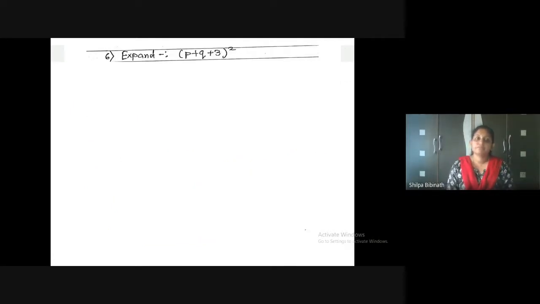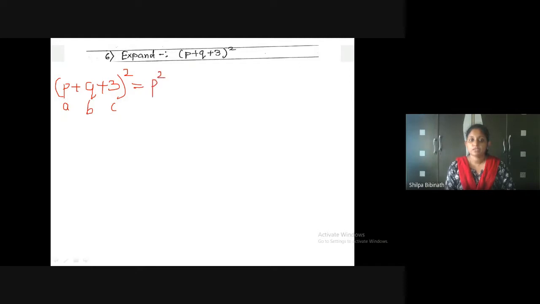Last question for today. P plus Q plus 3 the whole square. So you are aware of the formula, that is A plus B plus C whole square. Okay, so you can use that formula. Write down the formula first and then solve. P plus Q plus 3 whole square. So it will be A plus B plus C the whole square. So P is A here, Q is B and 3 is C. So A square plus B square plus C square.